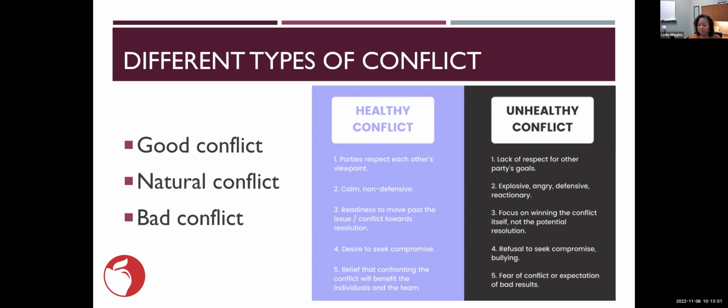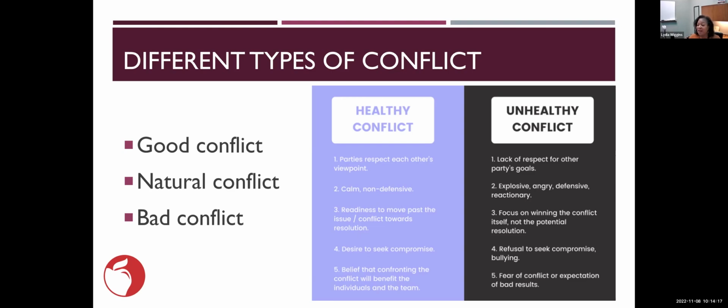And so looking at the unhealthy versus the healthy, you can actually go down the list and see that in a healthy conflict, people are calm, they're not defensive. And so some of the defensive behaviors that we might not even recognize that we're doing are folding our arms while a person is talking to us, or nodding our head constantly as a person is trying to say what they're thinking. You're not actively listening to resolve the conflict, you're waiting to get your point across. In unhealthy conflicts, a person is focused on winning the conflict and not the potential resolution of a problem.